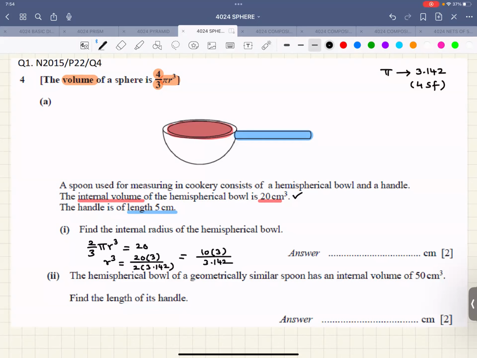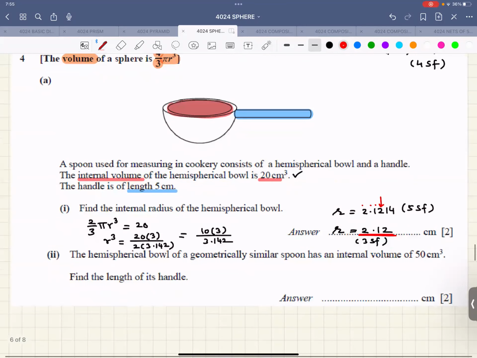So let me grab the calculator. That is 30 divided by 3.142. That is 9.54, and I'm taking the cube root. So therefore, r comes out to be 2.121. So 2.12, let me write it like this, correct to 3 significant figure. That is the final answer. Before that, I can write 2.1214. That is actually 5 significant figure. So I'll be focusing on first, second, third, and fourth. Since this fourth is lesser than 5, therefore this remains as 2.12.